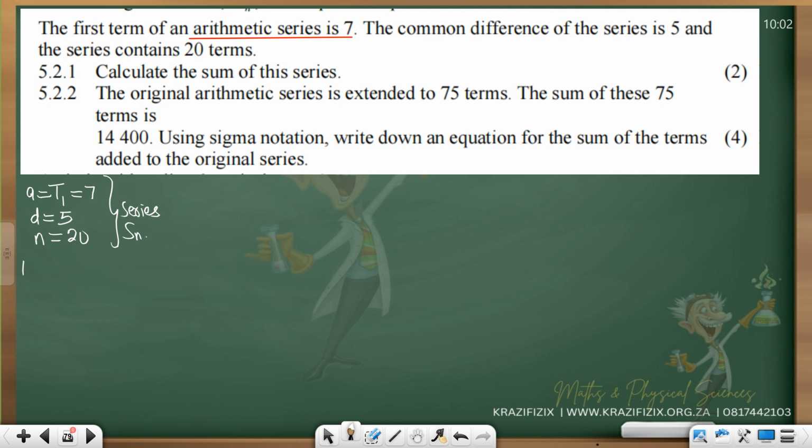Calculate. Look at the first one. Sn. Calculate the sum. Do you see that? So I already know the formula. I am just going to do my quick substitution. 20 over 2. Our A is 7. 20 minus 1 would be 19. And 5. Does anybody have an answer for me here?